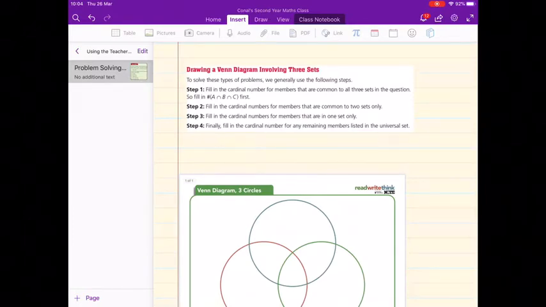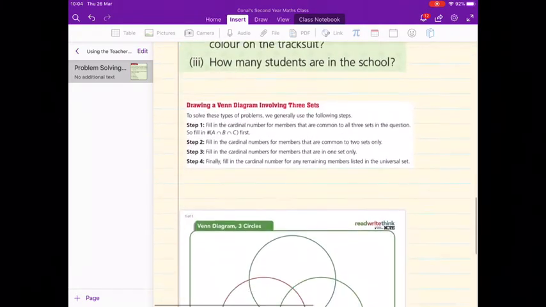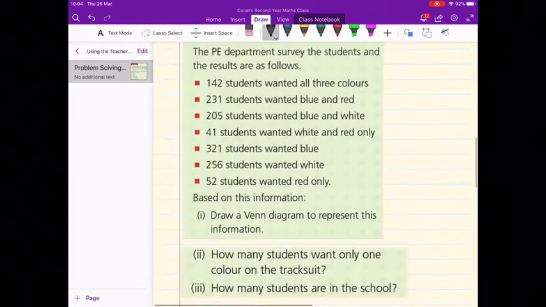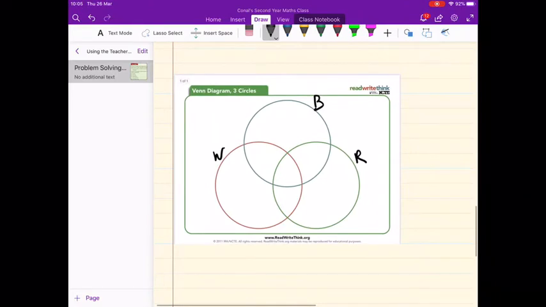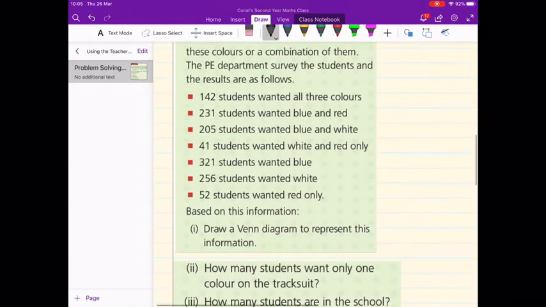So our Venn diagram I have set down here, and our first step is to fill in the cardinal number for members that are common to all 3 sets. So our 3 colours are blue, white and red, so I'm going to name my sets blue, white and red. So let me see, 142 wanted all three. So 142 goes in there.